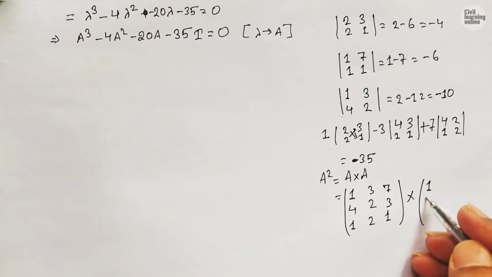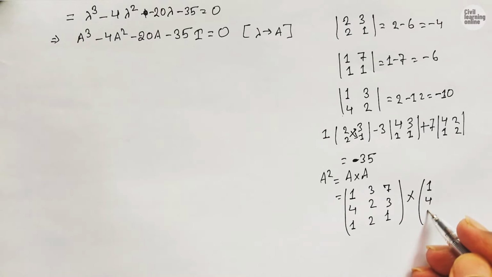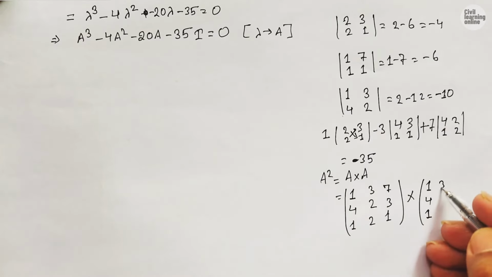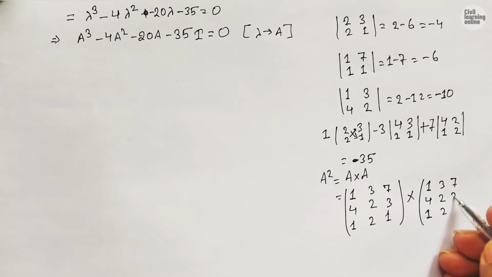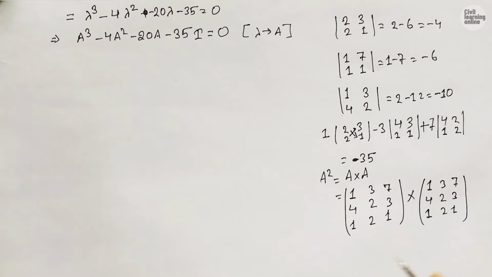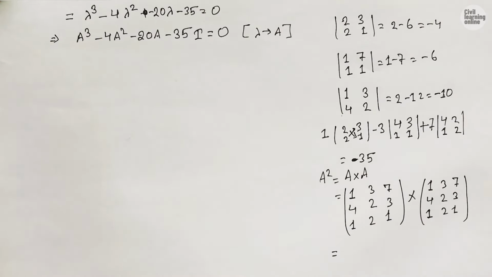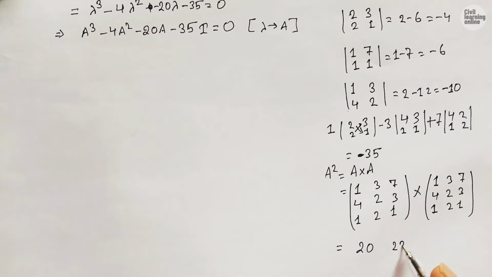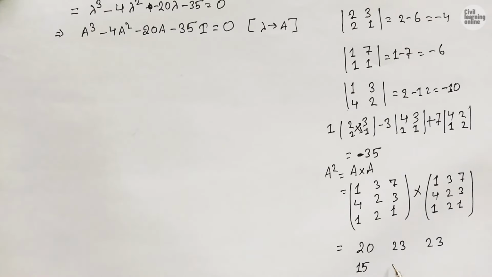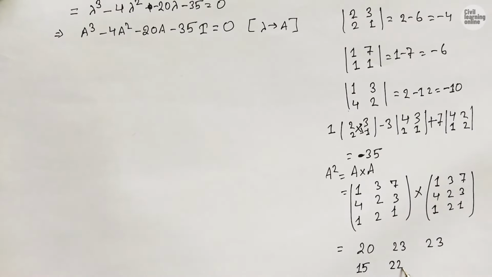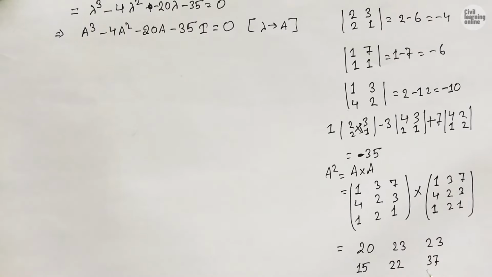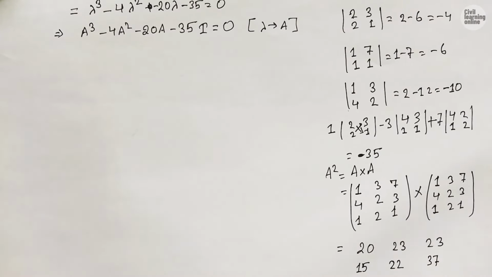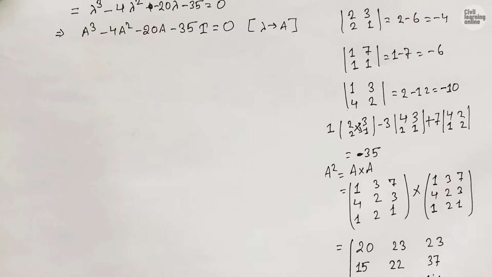and multiply this with the same matrix A. So we will have here 1 4 1 3 2 2 7 3 1. On multiplying this, we will get the A square value as 20 23 23 15 22 37 10 9 14.